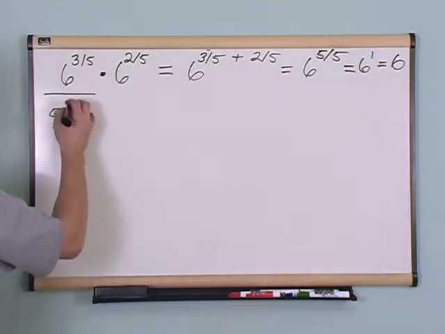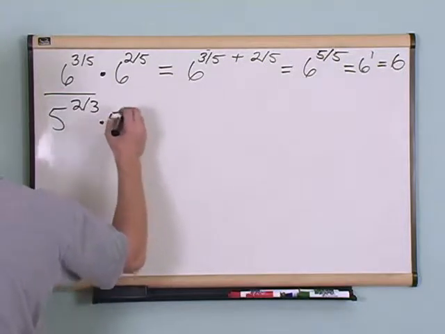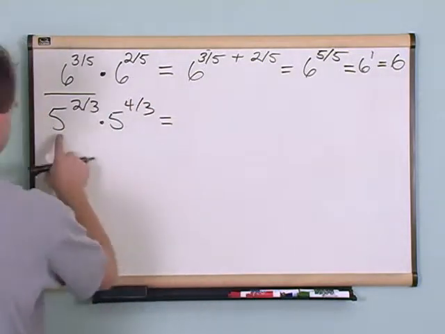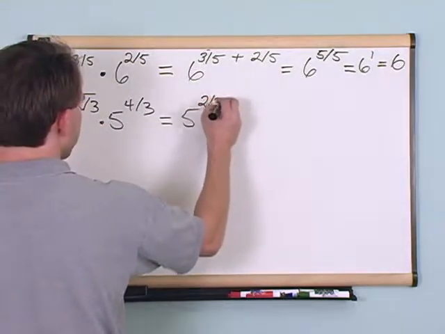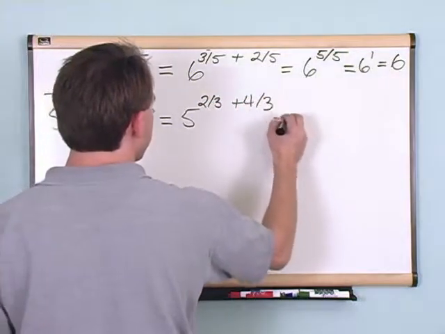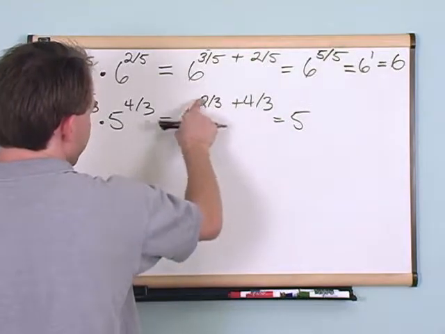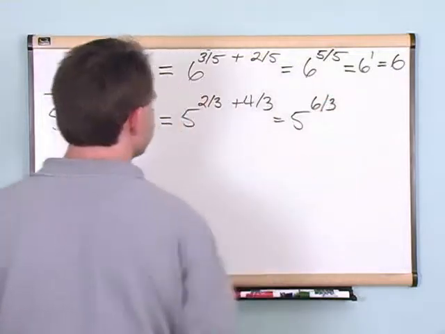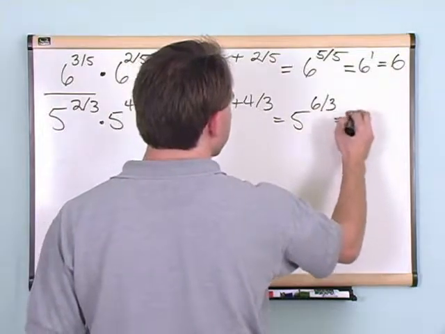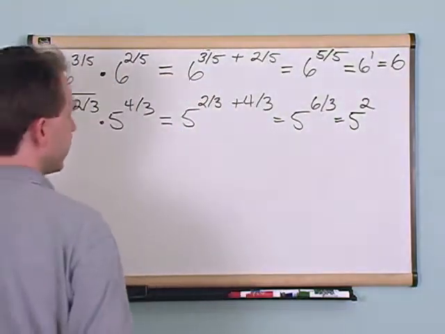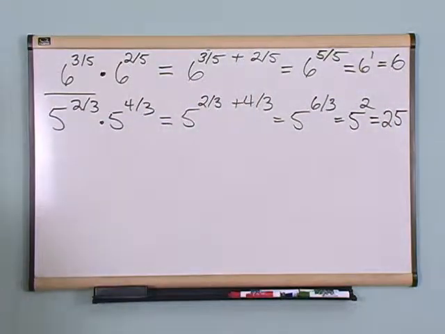If you have, as a different example, 5 to the 2/3 times 5 to the 4/3, it's really the same story. You've got the same base, so I write it down. Add the exponents, so 2/3 plus 4/3. Again, I keep the base. The denominator here is the same, so I can keep that. 2 plus 4 is 6/3, because that's just adding fractions. Of course, 6 divided by 3 is 2, so it's 5 squared. And 5 times 5, as you know, is 25. So that's the final answer.